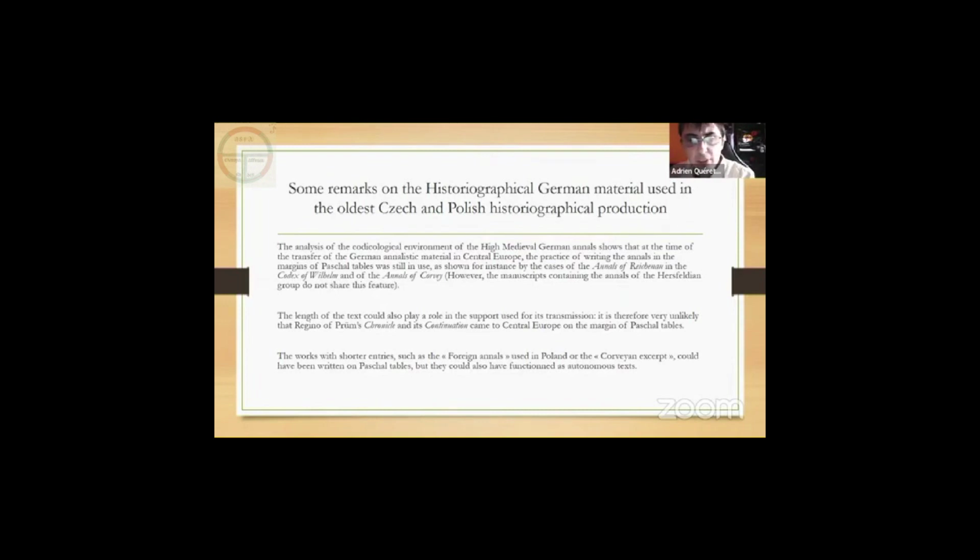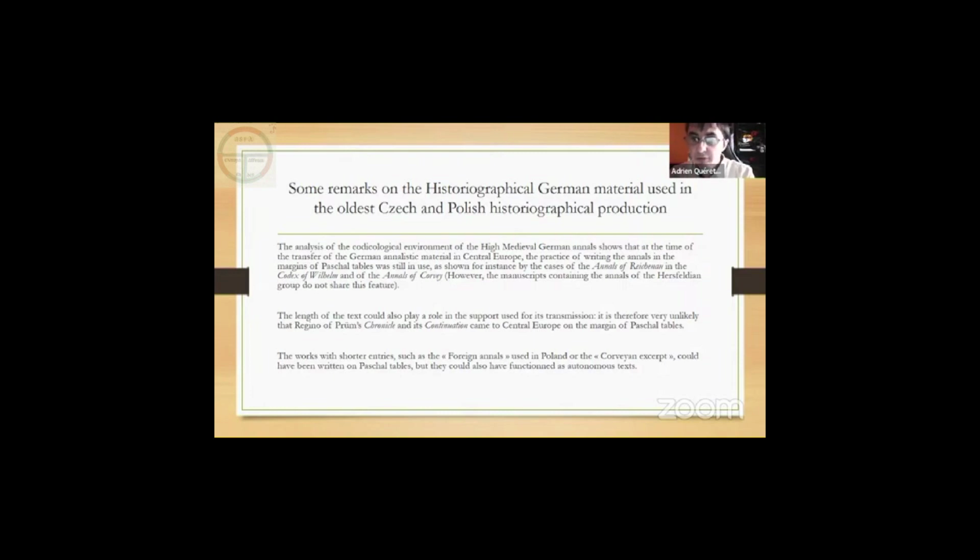So the analysis of the codicological environment of the high medieval German annals shows that at the time of the transfer of the German annalistic material to Central Europe, that is the turn of the 10th and 11th century, the practice of writing the annals in the margin of Paschal tables was still in use, as shown, for instance, by the cases of the annals of Reichenau in the Codex of Wilhelm that we just saw on the former slide, and of the annals of Corvey, which were written in the same way.